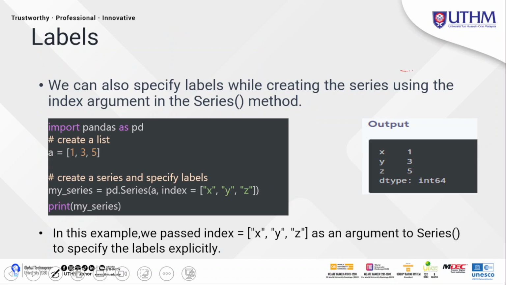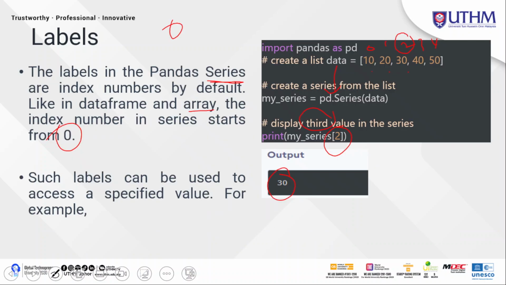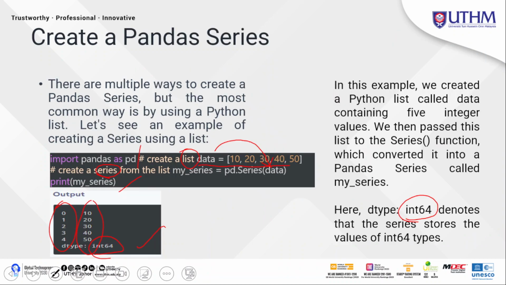We can also specify labels while creating the series using the index argument in the series method. Okay, let's create a list. The list called a equal to 1, 3, 5. Then we create a series, and in this case, we particularly specify the labels. In the previous example, the index given was a default index. You don't have to specify.